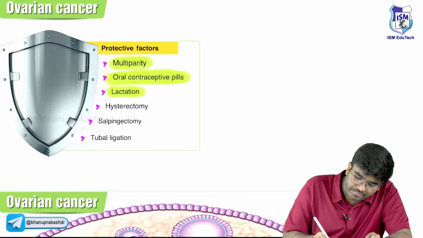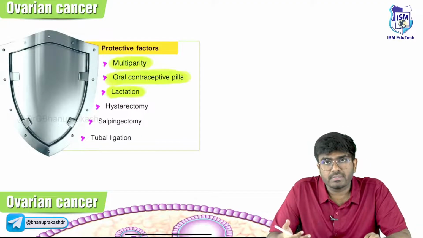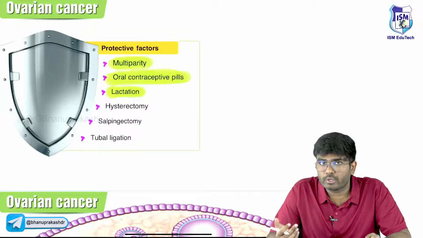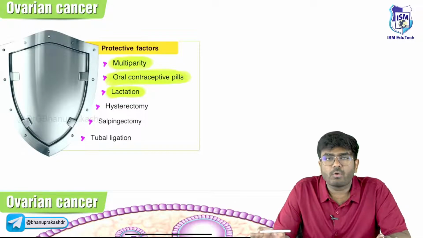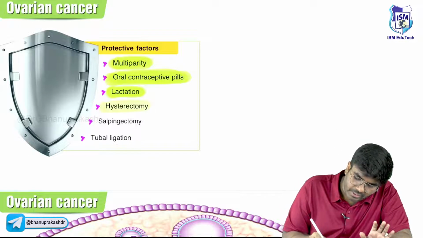Lactation. Till the time she lactates, there is not going to be menses. Lactation amenorrhea is going to be there, so there is no stress on the ovaries. Simply, they are relaxing. Hysterectomy.